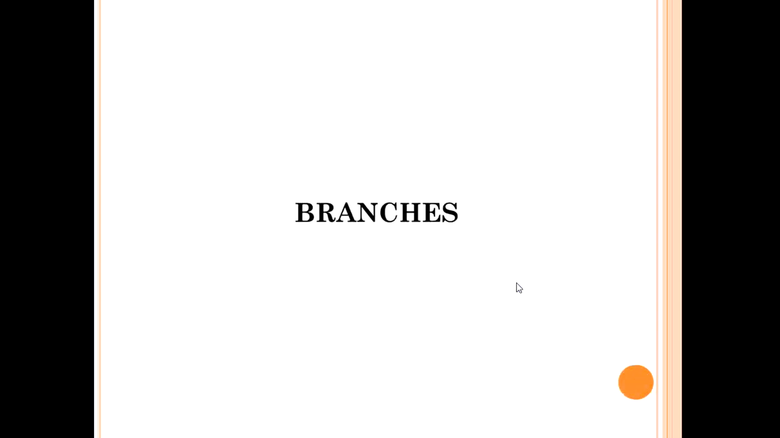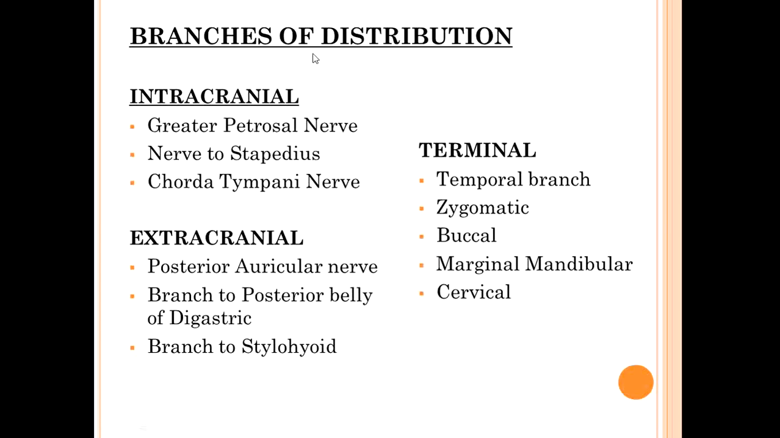Okay, now the branches we will see. So branches of distribution: some branches are intracranial, another are extracranial, and the last are terminal. So what are the intracranial? Greater petrosal, then nerve to stapedius and chorda tympani nerve. Extracranial: posterior auricular nerve, branch to posterior belly of digastric, and branch to stylohyoid. Okay, so these are the extracranial branches, these are the intracranial branches, and these are the terminal branches.